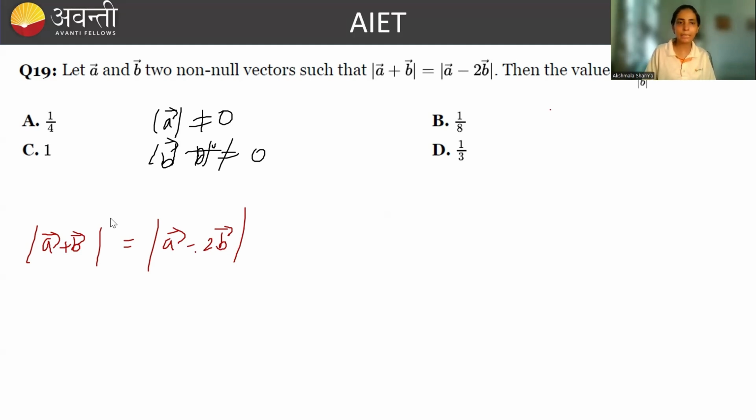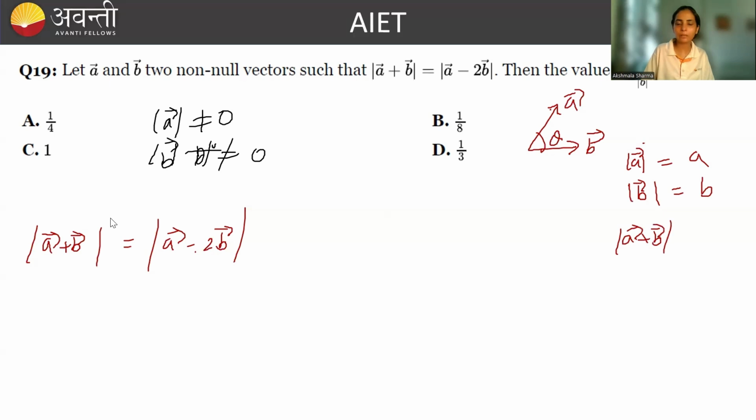Suppose the angle between a and b is theta. Let's say this is a and this is your b. The angle between these two is theta. So mod of a plus b will be equal to what? Suppose I write mod a simply as a, and mod b as b. So mod of a plus b, what will you write? According to the formula, you will write a square plus b square plus 2ab cos theta, under a root.